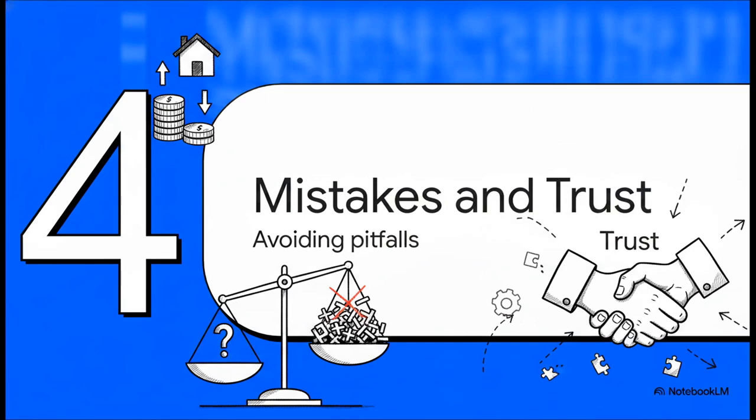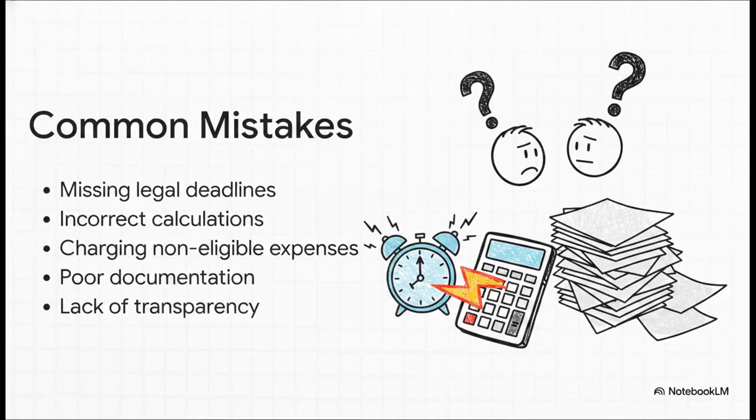All right, let's explore how getting this math right impacts the human element of real estate. Section 4, Mistakes and Trust. You have to be extremely careful to avoid these common pitfalls, because slipping up here instantly ruins trust. Missing legal deadlines for sending out the statement is a massive one. In a lot of places, if a landlord is too late, they legally forfeit their right to demand any extra payment. Then you've got basic incorrect calculations or accidentally charging those non-eligible expenses we talked about.